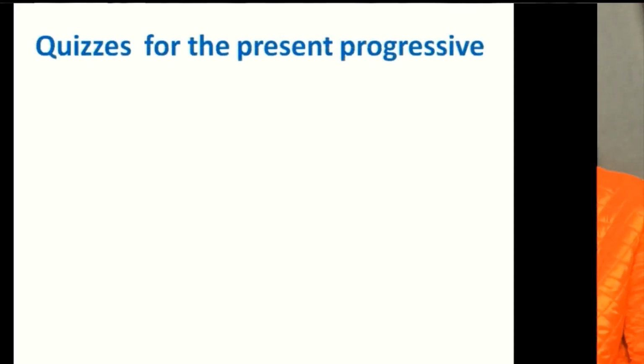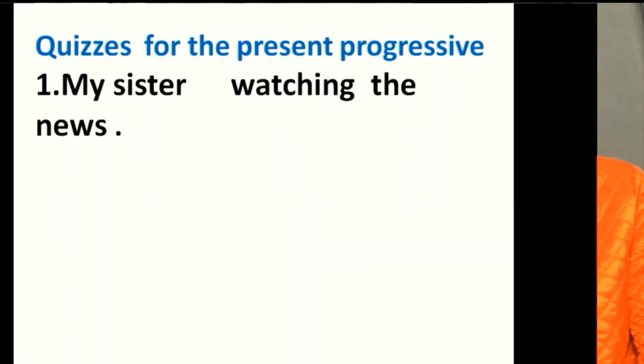Quizzes for the present progressive. All right, guys, let's do the corrections. There are a lot of corrections here we need to do. Okay, let's go. My sister watching the news. So there is something missing here. What is missing is the be verb is. So it has to be: my sister is watching the news. The missing piece is the be verb is, in present progressive.